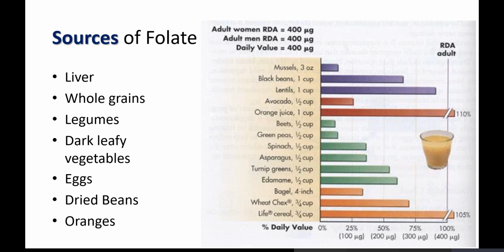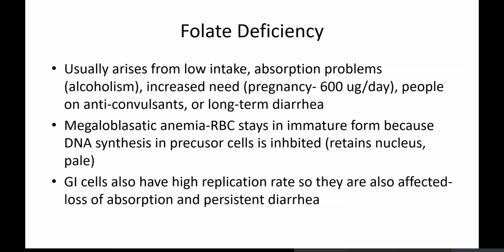Whole wheat products can give you a very good requirement. Then orange juice also meets more than 110% of the recommended daily allowance, because orange juice is also a very good source of folate. Lentil, if you consume, gives more than 75%. However, deficiency of folic acid is probably the most common vitamin deficiency.